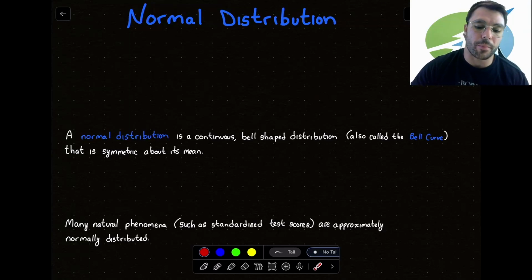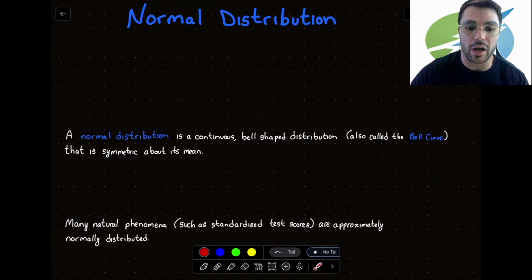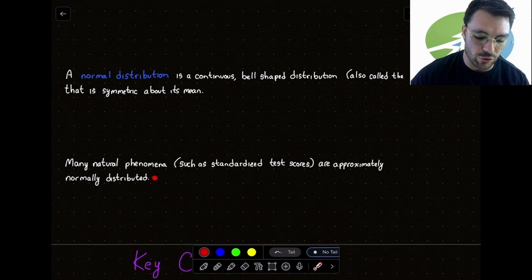Hello and welcome back. Today we will be talking about the normal distribution, something you see very commonly in a statistics course. A normal distribution is a continuous bell-shaped distribution, also known as the bell curve, that is symmetric about its mean. Many natural phenomena, such as standardized test scores, are approximately normally distributed.